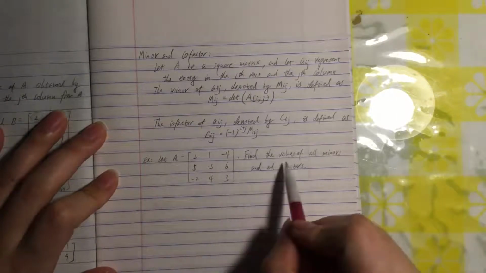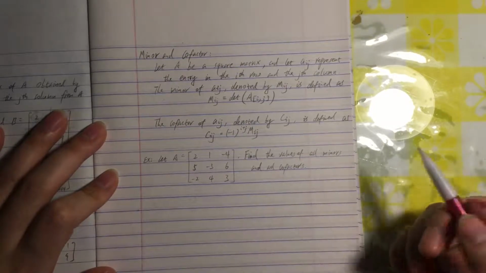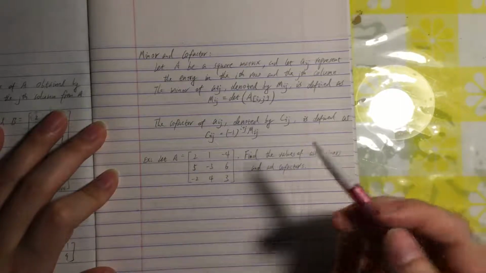Next, let's look at some examples. Let A be a 3 by 3 matrix. Find the value of all minors and all cofactors. Let's find the value for all minors first. How many minors do we have? Since A is a 3 by 3 matrix, there are 9 different entries, so we have 9 minors.